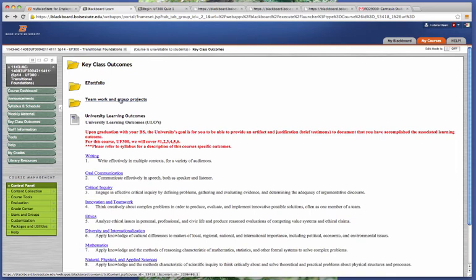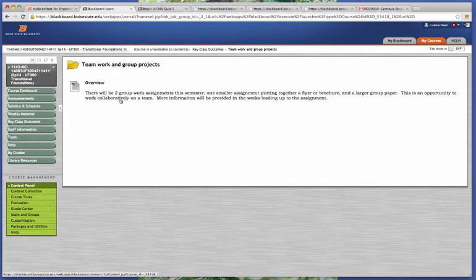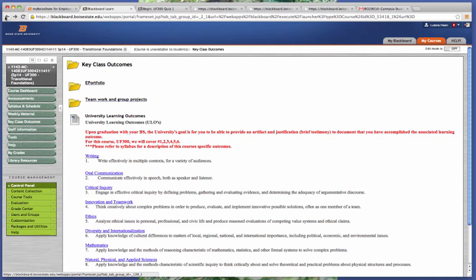The other thing is this teamwork and group projects. So I've mentioned, as this is really similar to the statement that was in the syllabus, that there will be 2 larger group projects, and more information will be posted throughout the semester when we get closer to those.